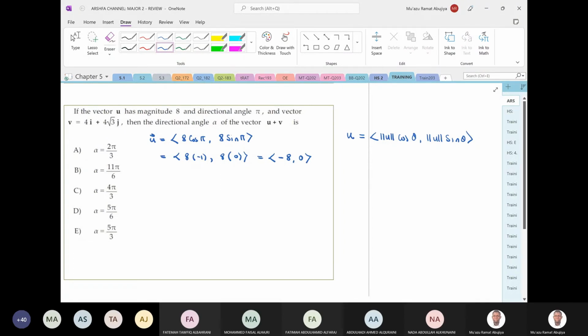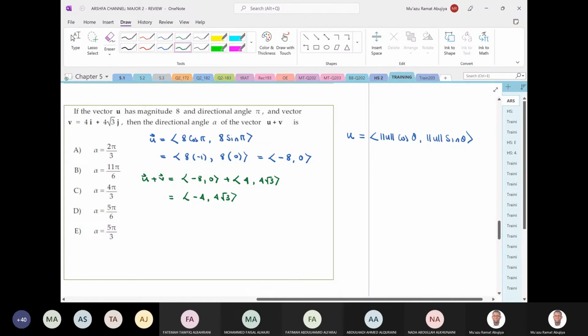What next? We are going to find u plus v. So we say u plus v is equal to our vector u, which is minus 8, 0. Now what is vector v? Here we have 4, and the vertical component is also 4 root of 3. Add them together. This will be equal to minus 8 plus 4, which is minus 4, 0 plus 4 root of 3.